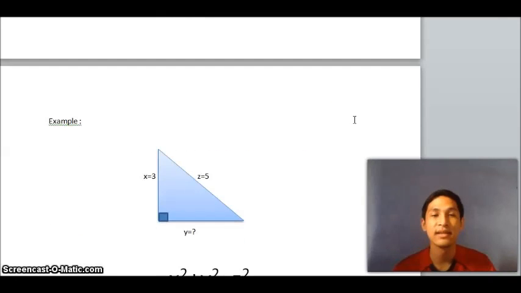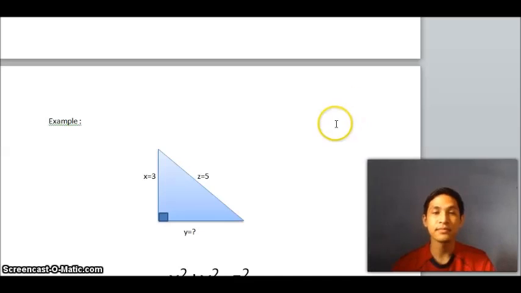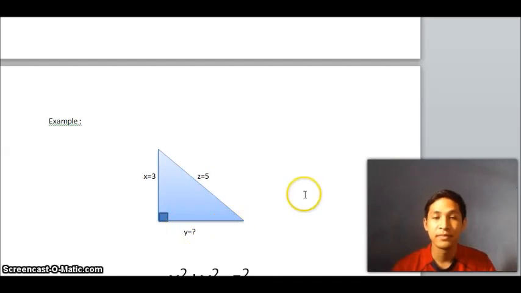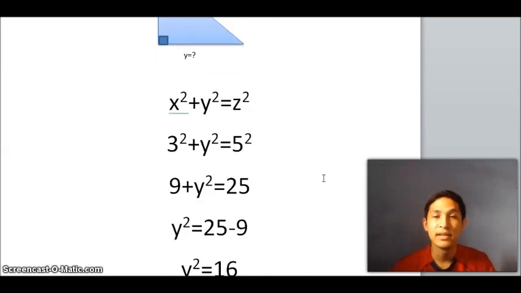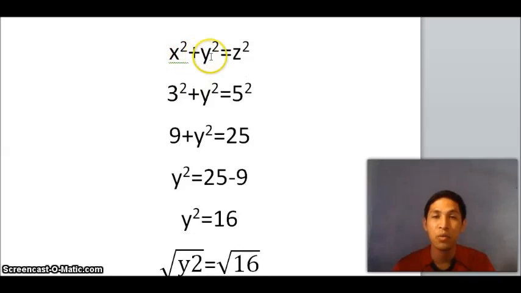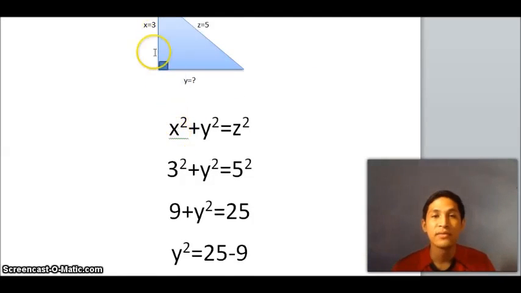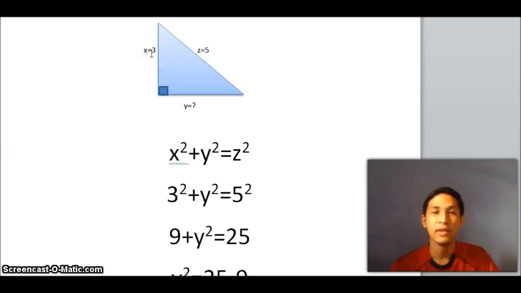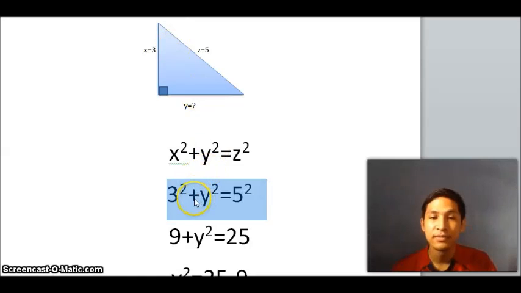Now let's try an example. We have x equal to 3, z equal to 5, and we have to find y. Just apply the formula from earlier: x square plus y square is equal to z square. As we have stated, looking at the question, x is 3, y we have to find, and z is equal to 5. Now put it in the formula.